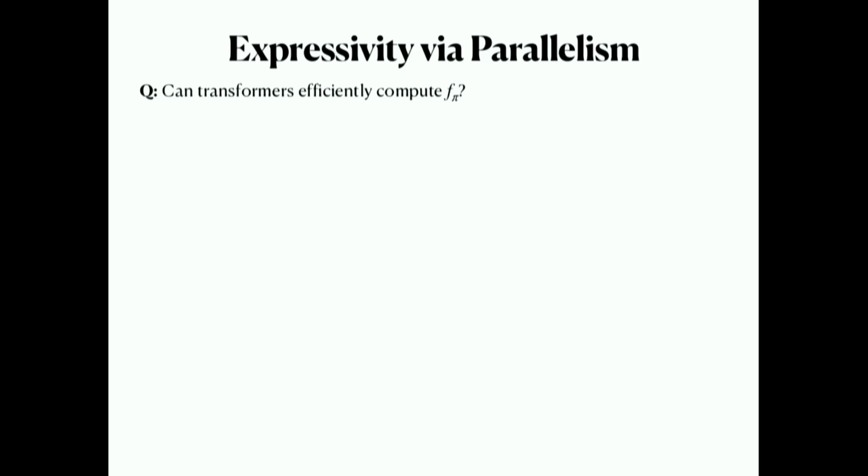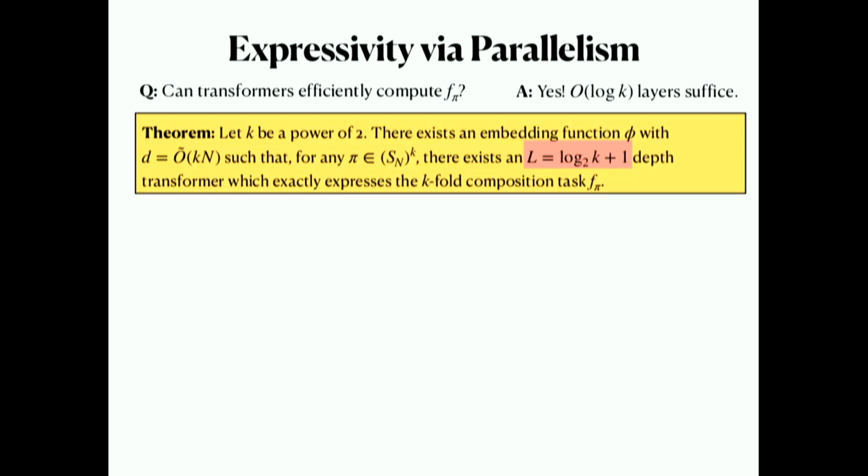So our first question is, can transformers efficiently compute this function f sub pi? And the answer here is yes, that O of log k layers suffice. Formally, we show that there exists some embedding function phi, such that for any hidden permutations pi, there exists a log k plus 1 depth transformer which can exactly express the k-fold composition task.